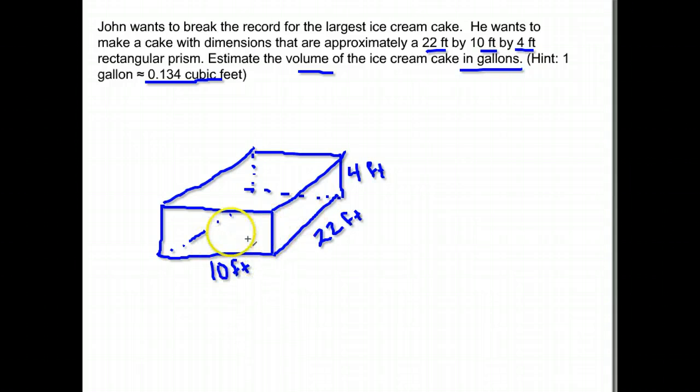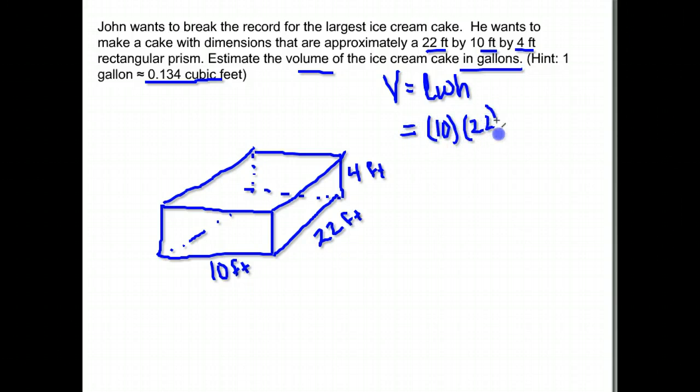Let's find the volume of this rectangular prism. Remember, the volume of a rectangular prism is the length times the width times the height. That's the formula they gave us. We just plug those numbers in. So we have 10 times 22 times 4. That gives me 880 cubic feet, which is my volume, but it's not my answer because they wanted the answer in gallons of ice cream. So 880 cubic feet, we need to change that to gallons.